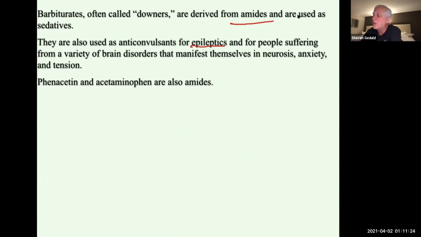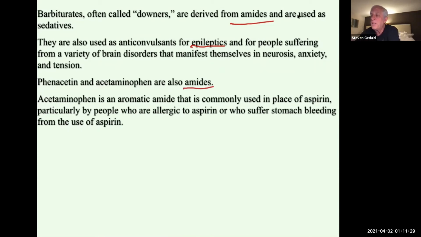Phenacetin and acetaminophen are also amides. We use those as analgesics. Acetaminophen is an aromatic amide. Remember aromatic? Aromatic means it has a benzene ring attached to it. A lot of medications have benzene rings attached. It's commonly used in place of aspirin, particularly by people who are allergic to aspirin. If you have an ASA allergy, we use acetaminophen. Acetaminophen is what's found in Tylenol. People who suffer from bleeding ulcers also cannot take aspirin because it's an acid, acetylsalicylic acid. So we use acetaminophen. We use Tylenol for people that are allergic to aspirin or who have bleeding ulcers.